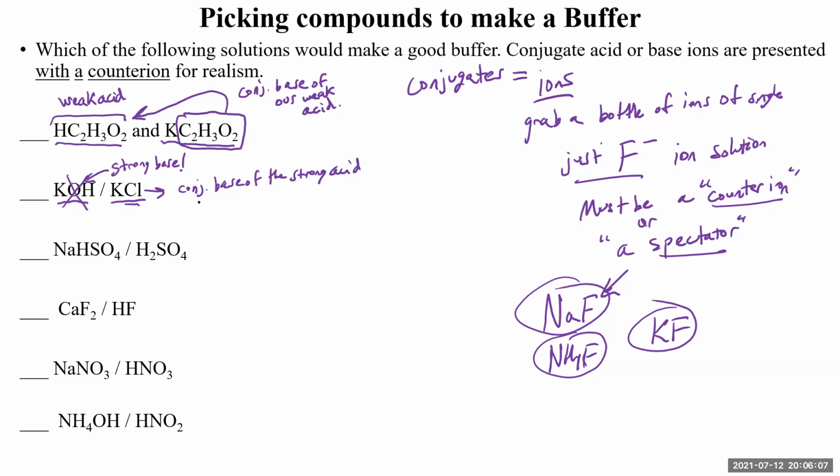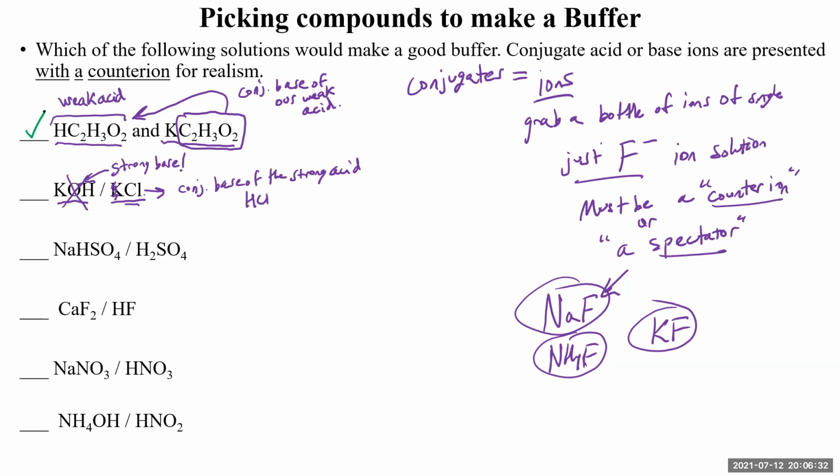What's the strong acid? What does potassium chloride here represent? Well, remember, the potassium is just the counterion. What's the chloride the conjugate base of? Hydrochloric acid, a strong acid. So this is a strong base and the conjugate base of a strong acid. This is completely meaningless. This doesn't do anything for us. And it's basically just a solution of ions.